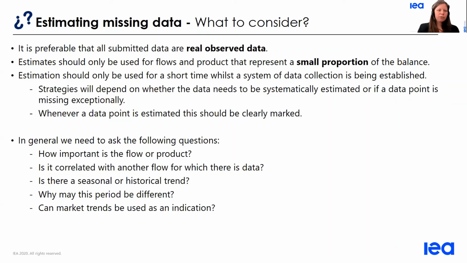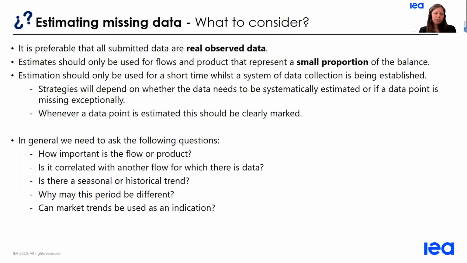Estimation should only be used for a short time, whilst you prepare a system of data collection using the steps that Louis mentioned before. And then the strategies will depend on whether the data needs to be systematically estimated or if a data point is missing exceptionally. And of course, whenever a data point is estimated, this should be clearly marked, and the metadata should give more information about that. In general, when we estimate a missing data point, we should ask the following questions.